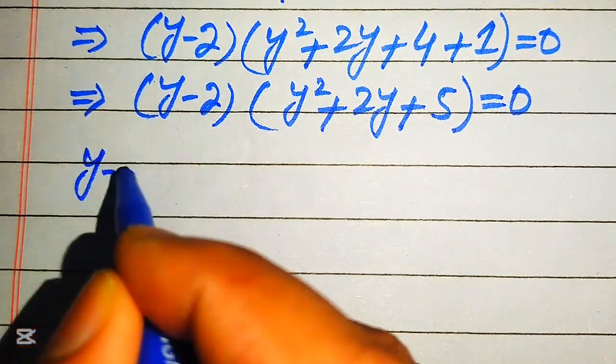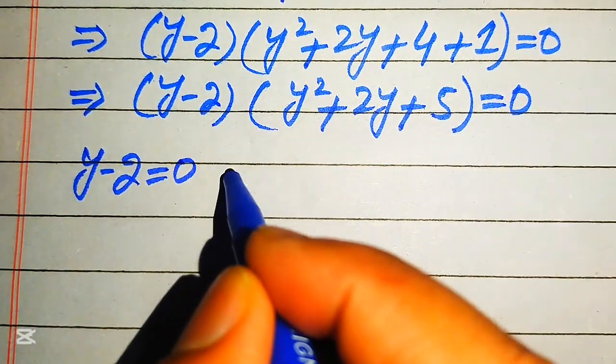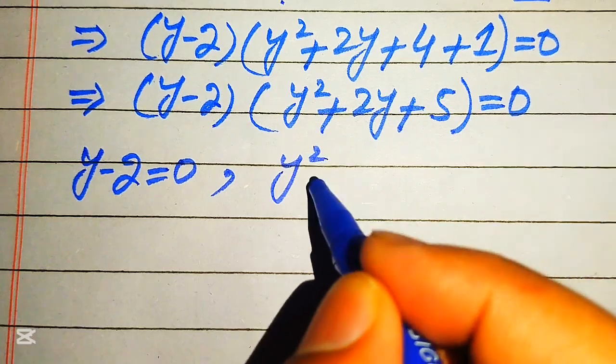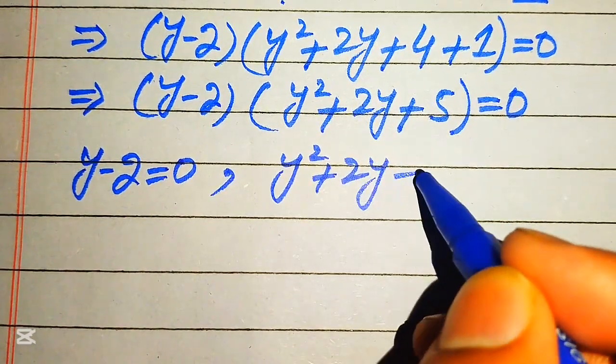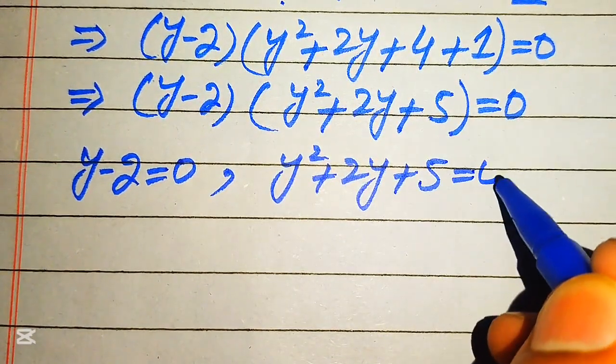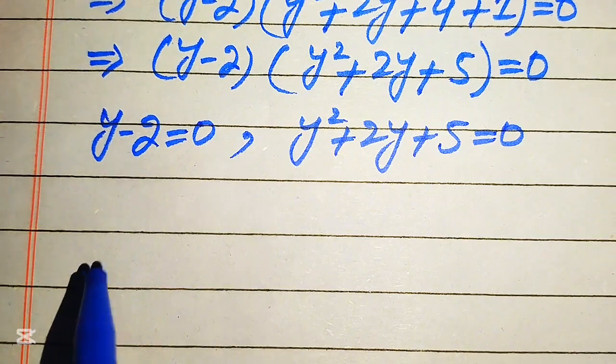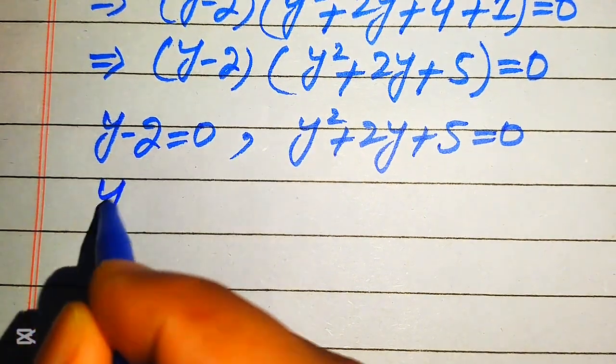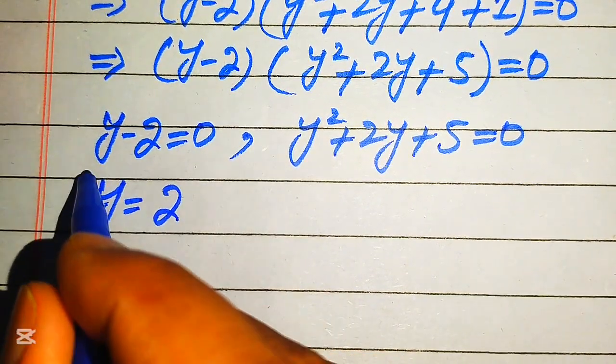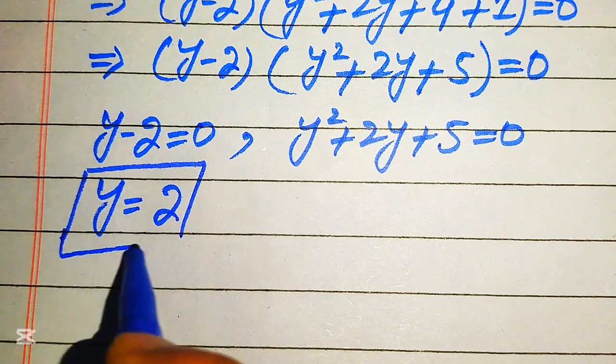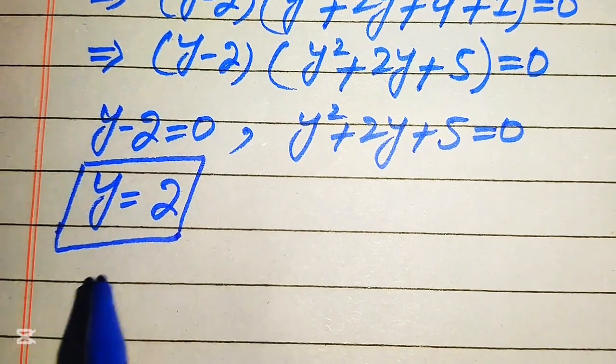The first case is we write y minus 2 equals 0, and the second case is we write y square plus 2y plus 5 equals 0. So here from this case we easily get the value of y equals 2. So this is the first root of the equation involving y.